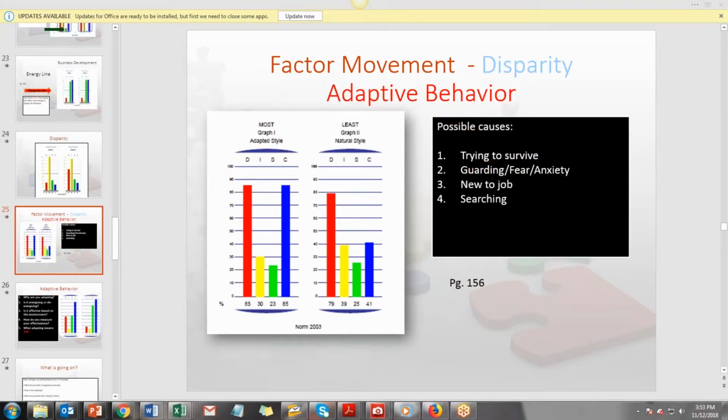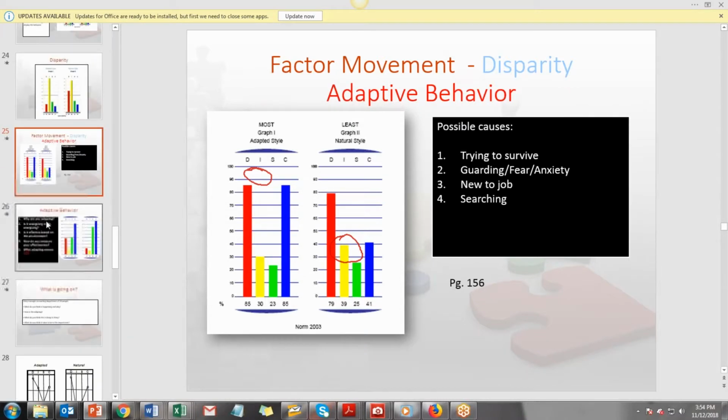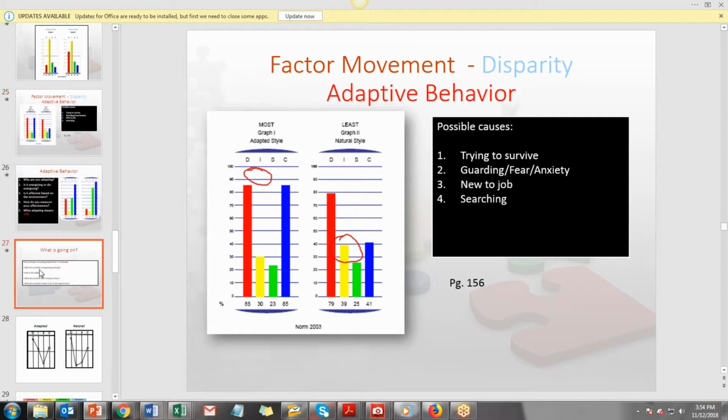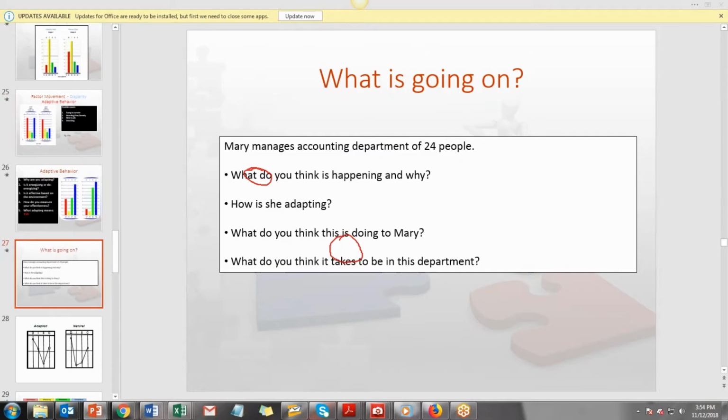Now the same thing could happen with the I. They could have a low I at home, and the I could go off the charts at work. It just means they're adapting and trying to be more extroverted at the office for some reason. And it's your job to be able to read these graphs and become the psychologist of understanding work behavior. Okay, we got that. All right, so let's throw everything together in this case study.